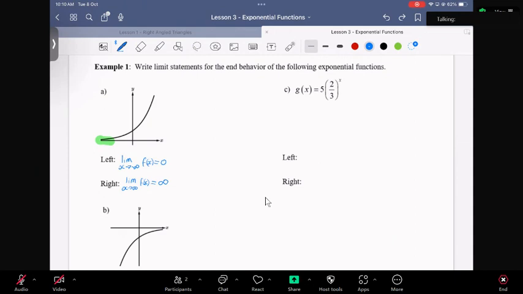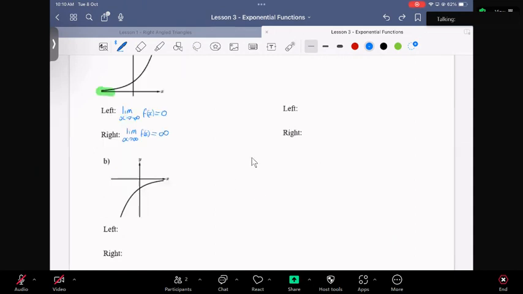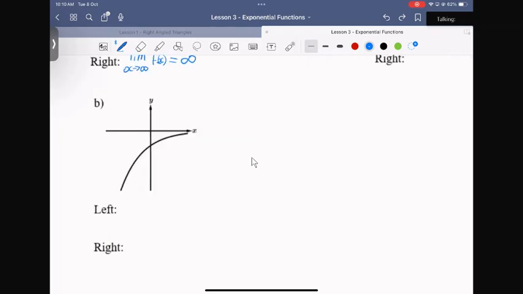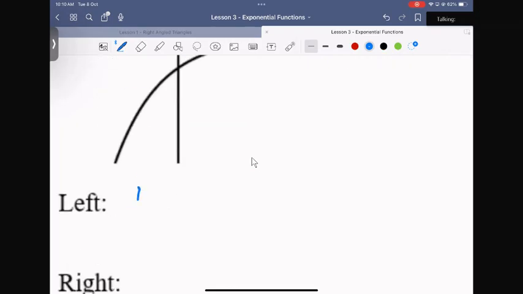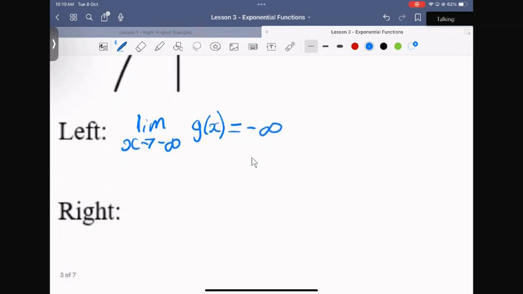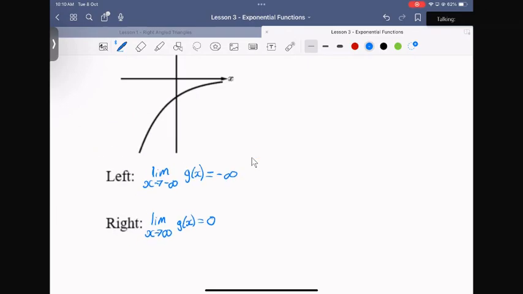Okay. So looking at our limit statements on this one. So here, the left-hand limit would be the limit as x approaches negative infinity. And I'll call this one g of x is equal to negative infinity. And the limit as x goes towards infinity of g of x is equal to 0. Let me just check that, yeah.